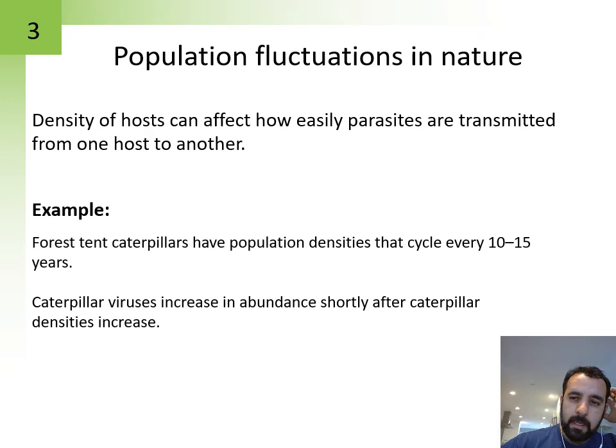Take this example of these forest ant caterpillars, which are caterpillars that can completely defoliate an entire oak tree. It's a very lethal caterpillar. It's naturally occurring here, but some trees can actually go completely dead.